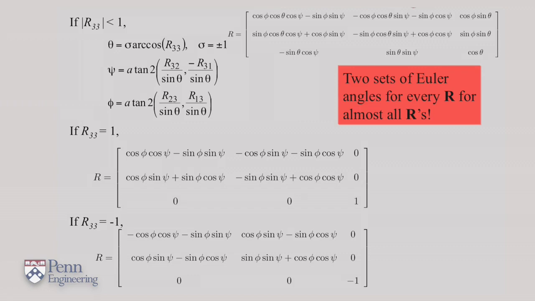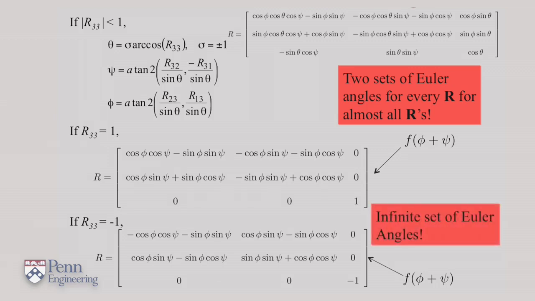In both these cases, you will see from the grouping of terms that the rotation matrices are functions only of the sum of two angles, phi and psi. In other words, it's impossible to determine either phi or psi uniquely. Given one, you can determine the other, but it's impossible to disambiguate between phi and psi because the groupings only contain terms that combine them. So when R33 is equal to either plus 1 or minus 1, you have an infinite set of Euler angles.